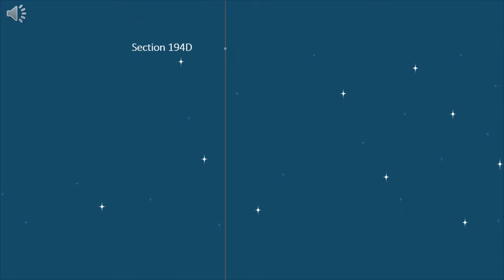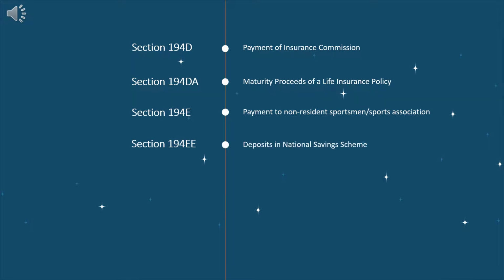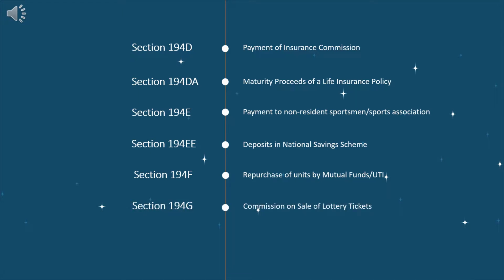Section 194D, payment of insurance commission. Section 194DA, maturity proceeds of a life insurance policy. Section 194E, payment to non-resident sportsmen, sports association. Section 194EE, deposits in National Savings Scheme. Section 194F, repurchase of units by mutual funds and Unit Trust of India. Section 194G, commission on sale of lottery tickets. Section 194H, commission or brokerage.